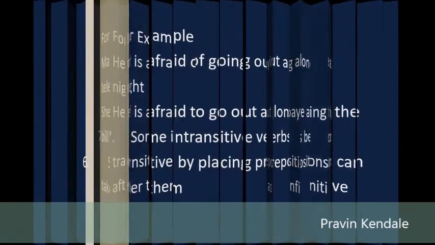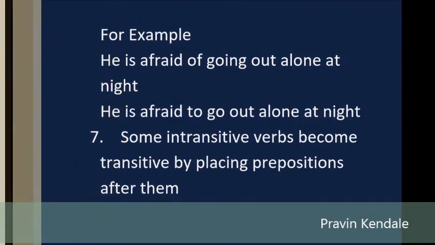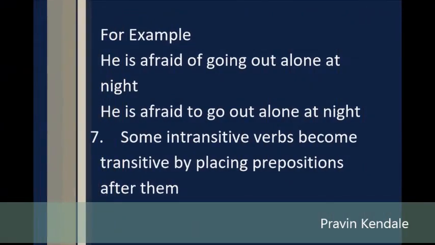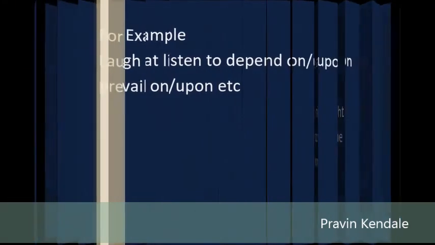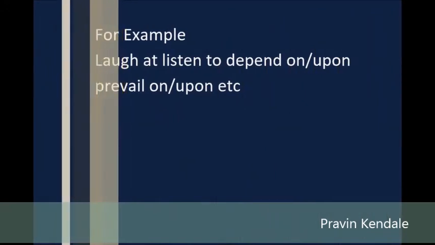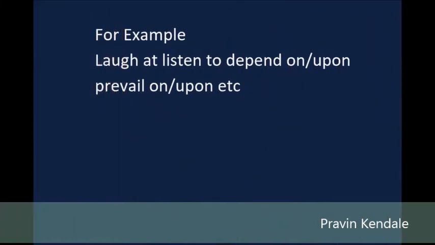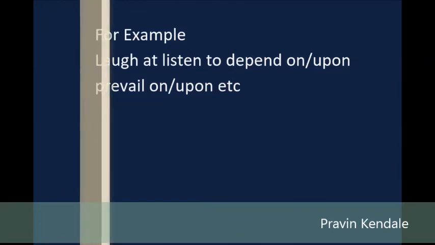7. Some intransitive verbs become transitive by placing prepositions after them. For example, laugh at, listen to, depend on or upon, prevail on or upon, etc.